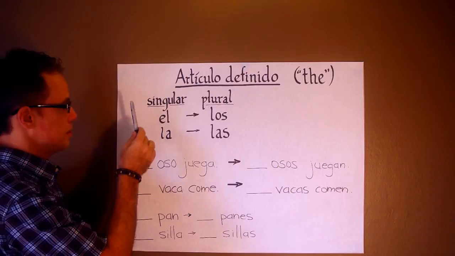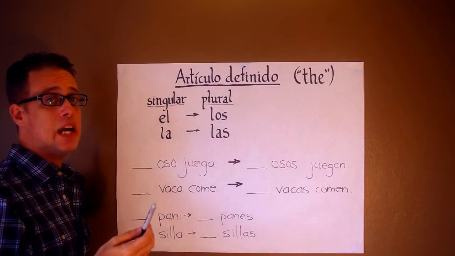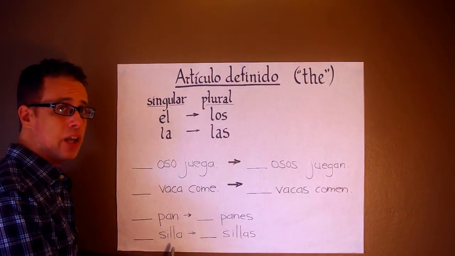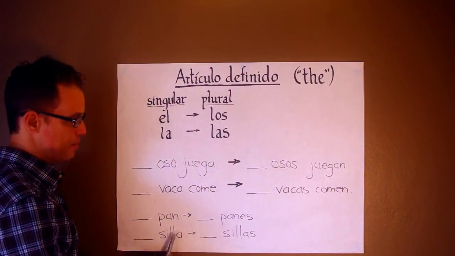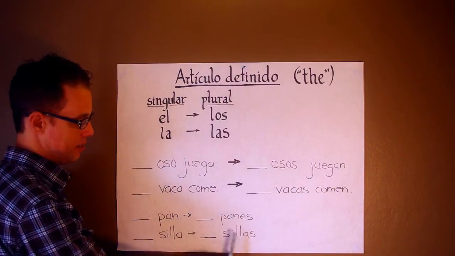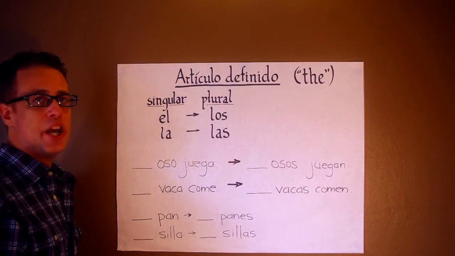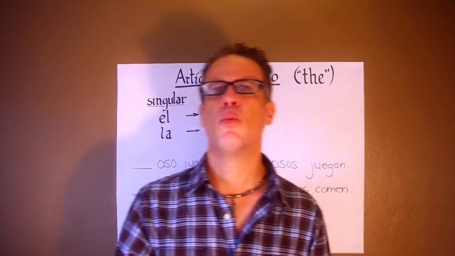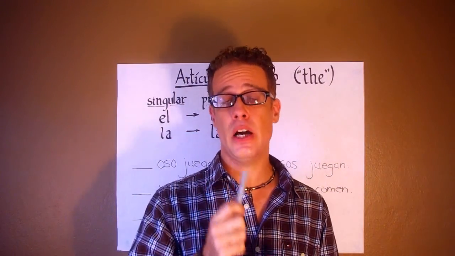Now, let's go to this word, which is silla. Silla, you already know, means chair. It's a feminine singular noun. Feminine singular, la silla. The chair. In the plural, sillas. Las sillas. The chairs. Okay? It's not really difficult at all once you get used to it. Okay? So let's now go to the indefinite article.